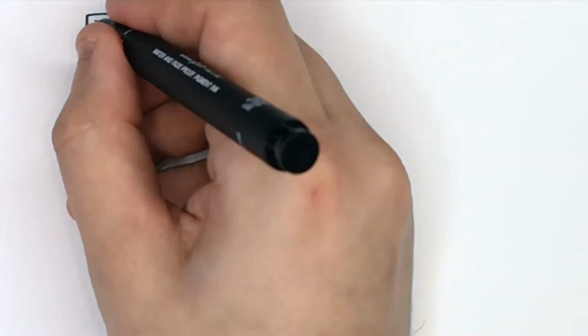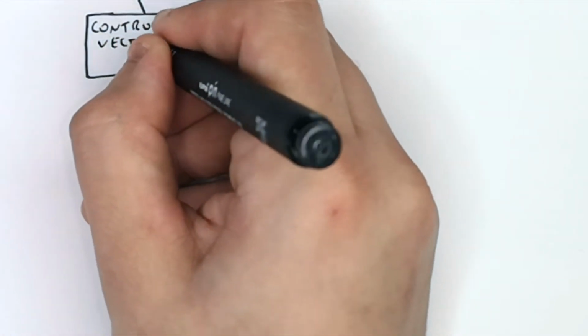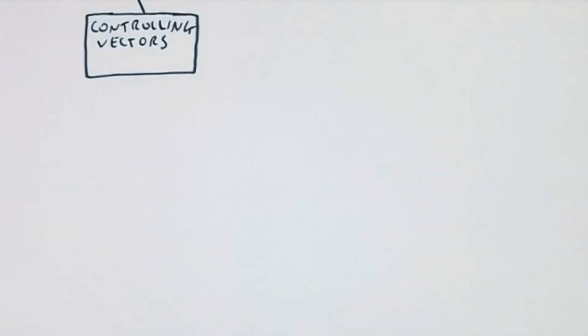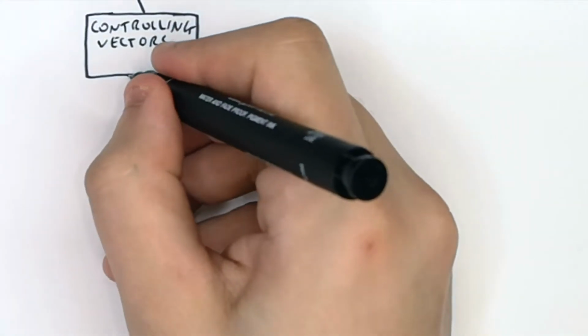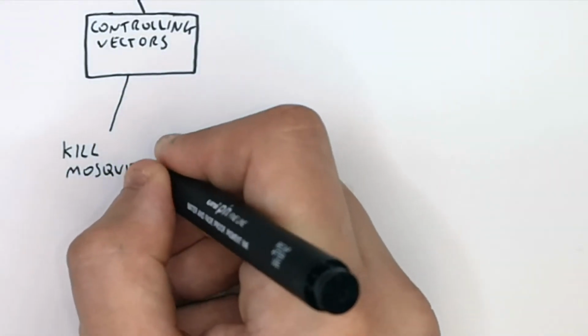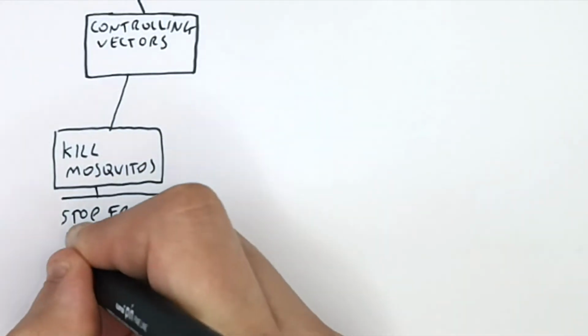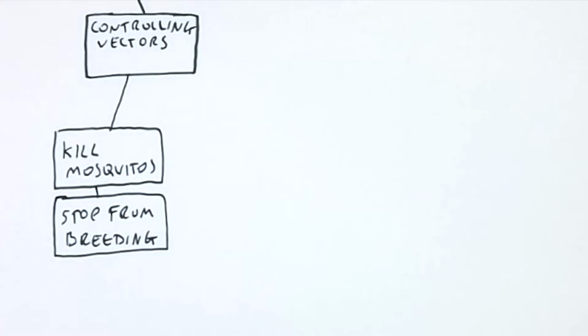The next way of controlling the spread of disease is by controlling the vectors. Remember, a vector is anything that carries the disease. So if you want to prevent the spread of malaria, it's a really good idea to kill the mosquitoes or stop them from breeding. That way, if you control the mosquitoes, you're controlling the vector, preventing the spread of the disease.